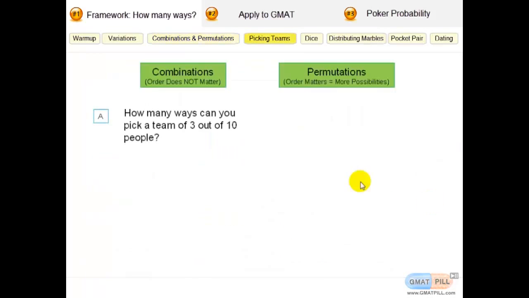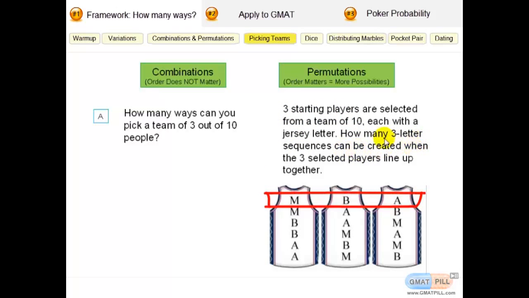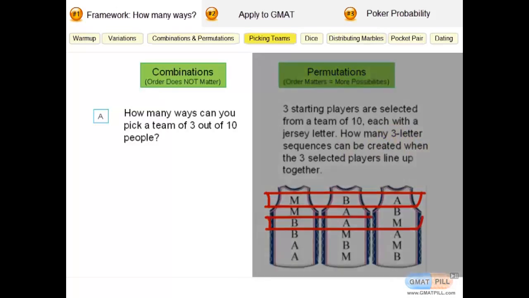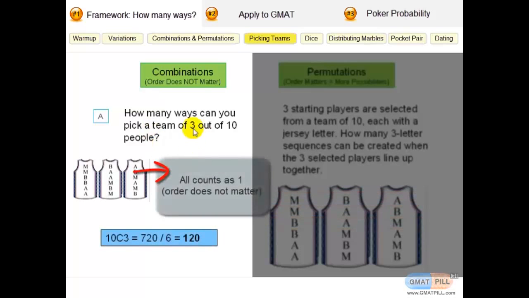Example A, how many ways can you pick a team of 3 out of 10 people? Versus, 3 people out of 10, how many ways can they line up together to form some 3-letter sequence? Okay, so in this case, since players numbers 1, 2, 3 is the same as 3, 2, 1, they're the same team, then order does not matter, and you simply do 10 choose 3, right?